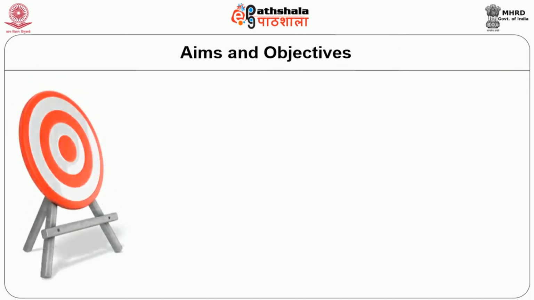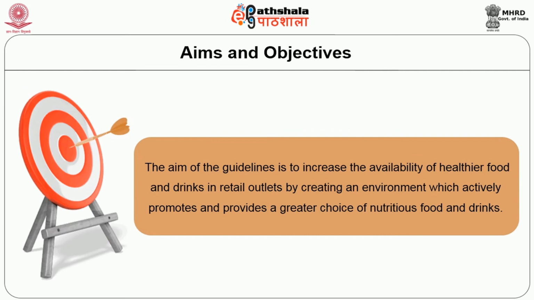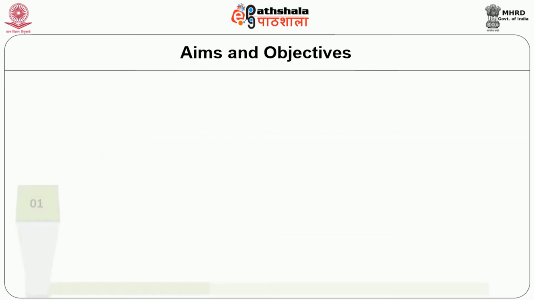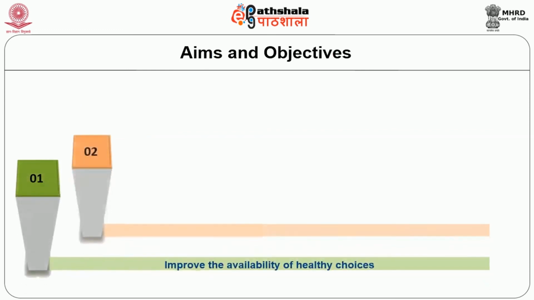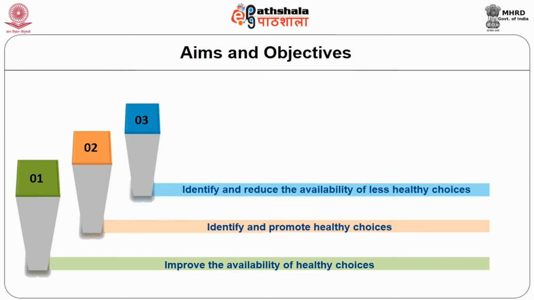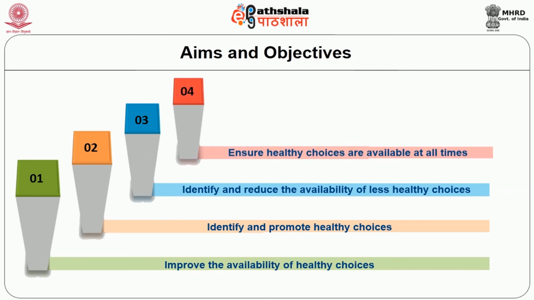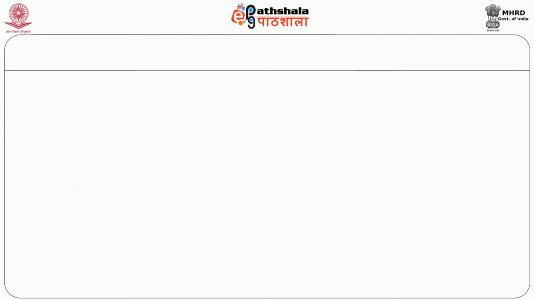The aim of these healthy food choice guidelines is to increase the availability of healthier food and drink consumption when we are out in retail outlets by creating an environment which actively promotes and provides a greater choice of nutritious foods and drinks. The objectives of these guidelines are to improve the availability of healthy drinks, identify and promote healthy choices, identify and reduce the availability of less healthy choices, especially carbonated and processed preserved foods, and ensure healthy choices are available at all times. For all this to happen, we should ensure to build a healthy base.